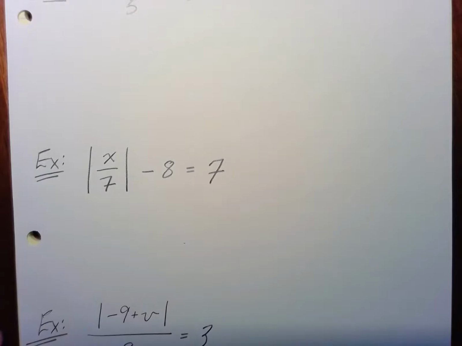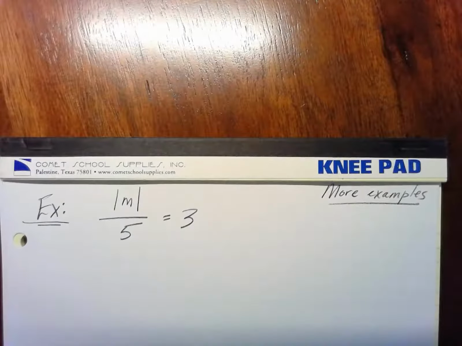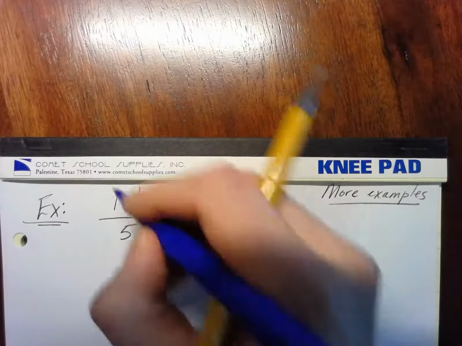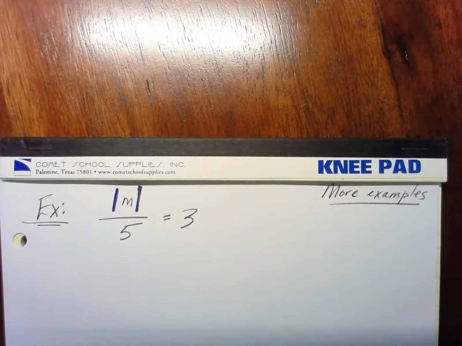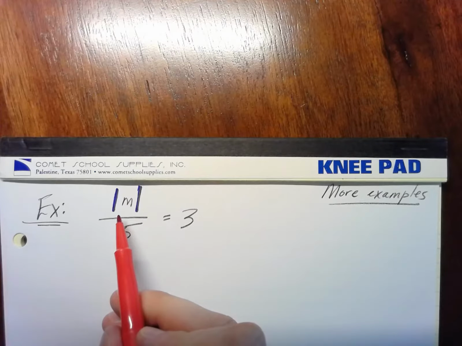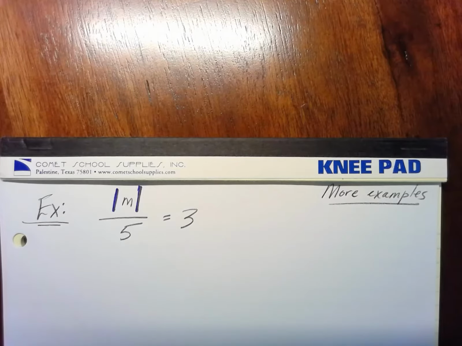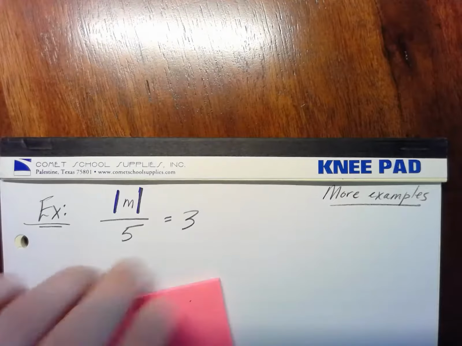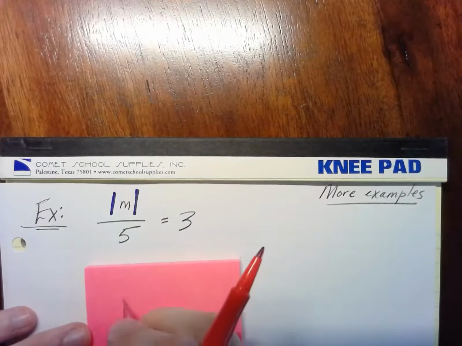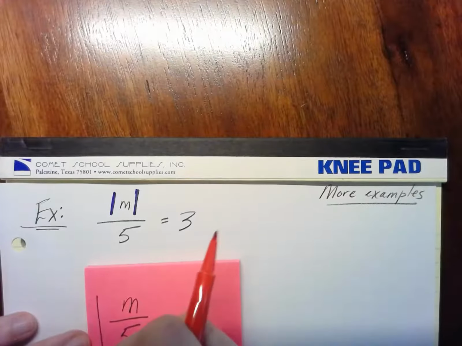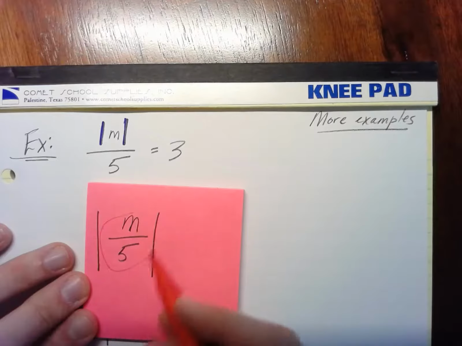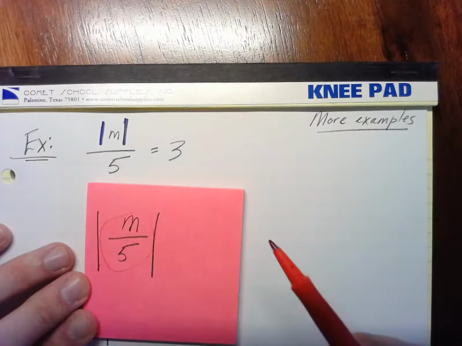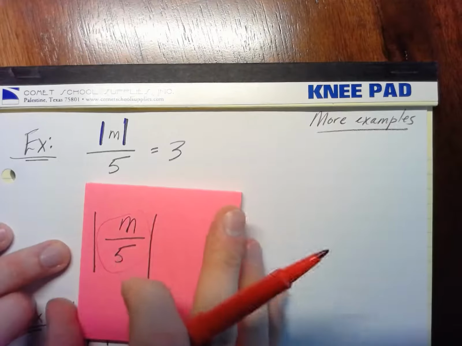Okay, more examples. So the absolute value of m divided by 5 equals 3. Notice that I don't have an isolated absolute value. It's divided by 5, and that's not part of the absolute value. I want you to just take a second and notice the difference between what I have and this. Do you see the difference there? In this one, the whole fraction is inside the absolute value, and here just the m is inside the absolute value. Make sense? So just be careful.